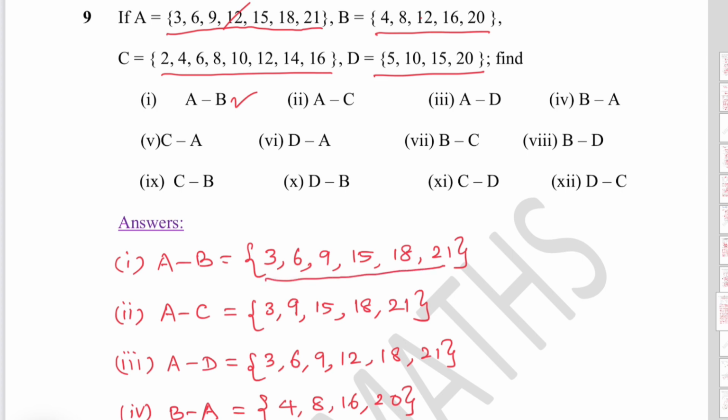And A minus C means all the elements of A excluding the elements of C. So you get 3, 6 is in C so you can cut 6, and 12 of course. That's all. So A minus C, the remaining elements are 3, 9, 15, 21. And A minus D, same way. Only 15 is removed.